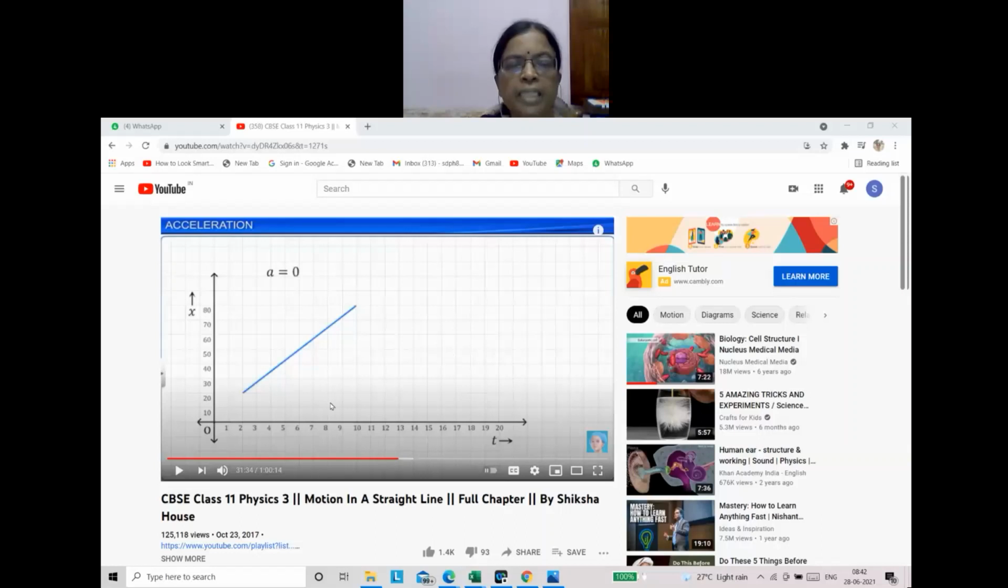Uniform motion. Uniform motion, correct. So this is uniform motion, not accelerated motion. In uniform motion, acceleration will be 0. Understand? So for the xt graph, a curve upwards, a parabola upwards, is positive acceleration; a parabola downwards is negative acceleration; and a straight line inclined to the time axis means acceleration is 0.